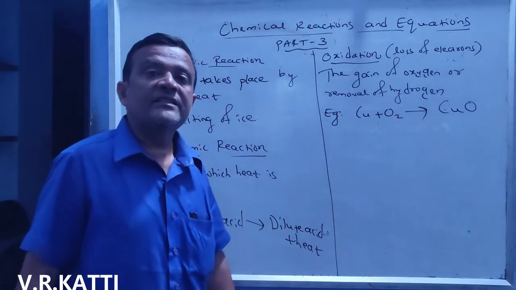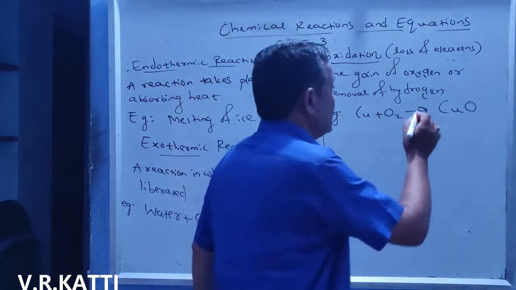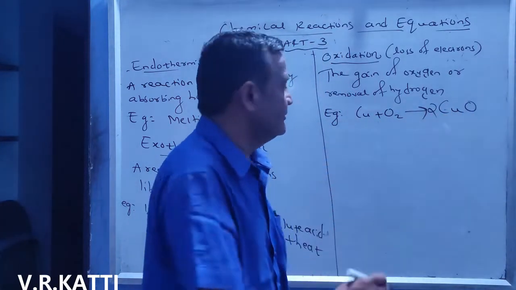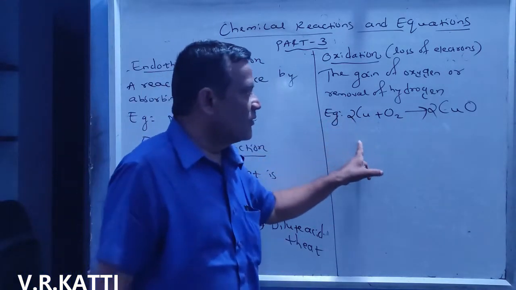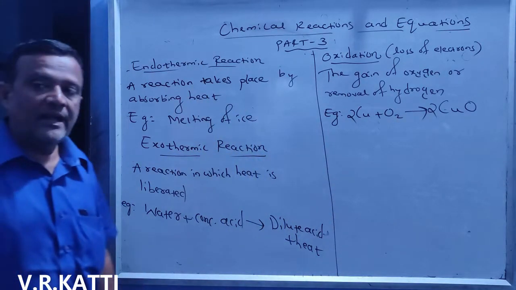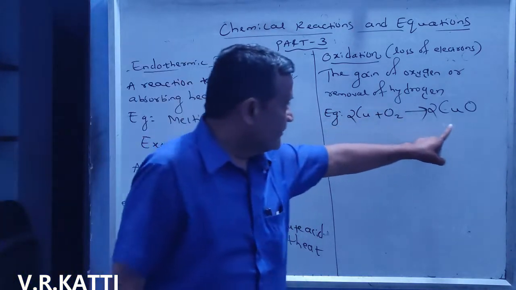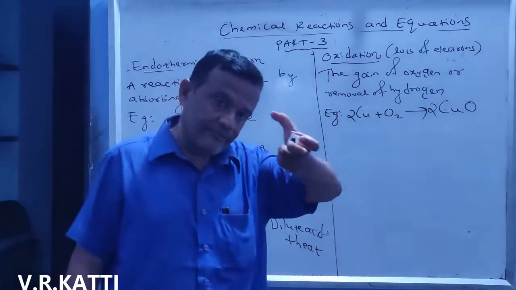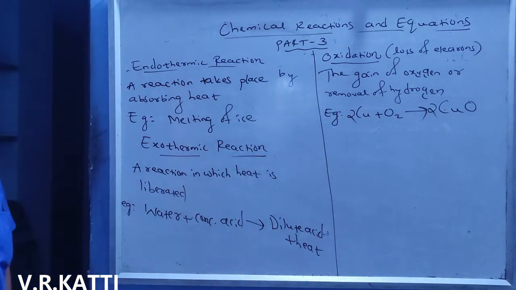Now students, balancing the equation. There are 2 atoms of oxygen on one side and 1 atom on the other, so make it 2. Oxygen 2, copper 2, copper 2. Now it is balanced: 2 Cu plus O2 gives 2 CuO. A black layer of copper oxide is formed on the surface of the copper. So it is an example of oxidation because copper gains oxygen here.